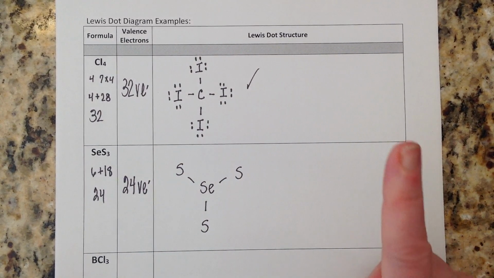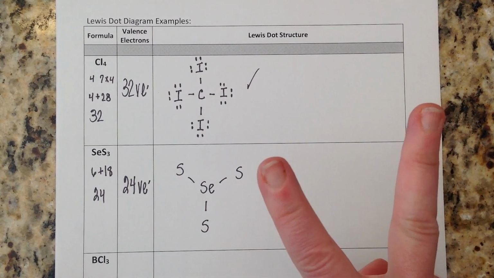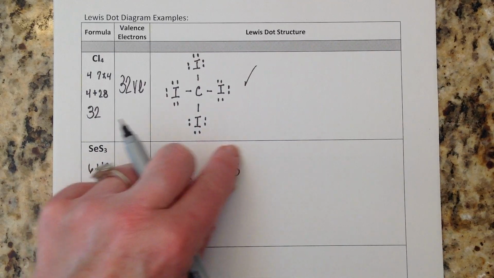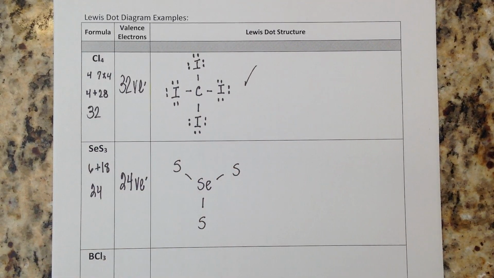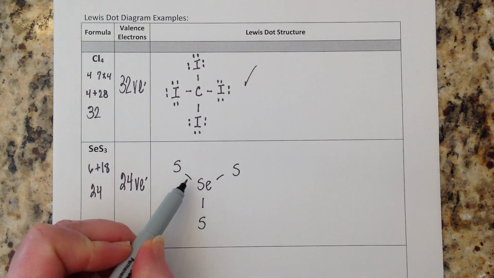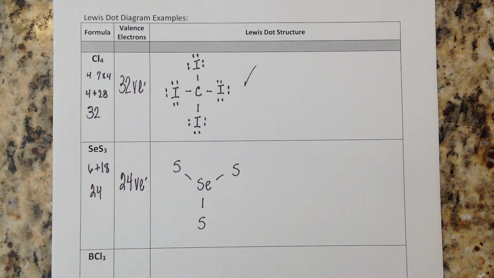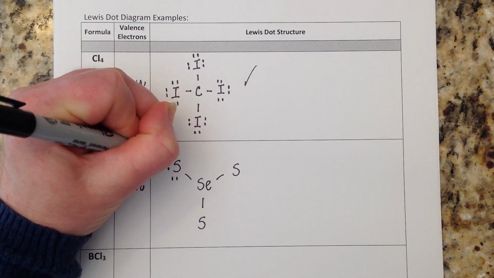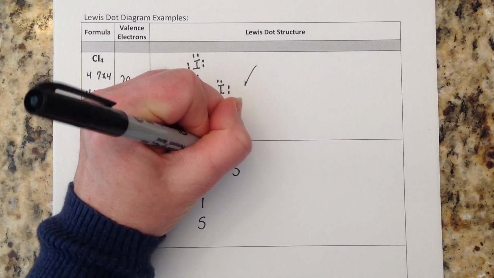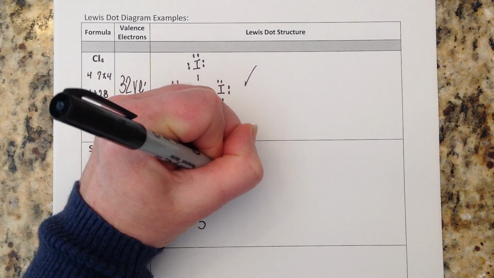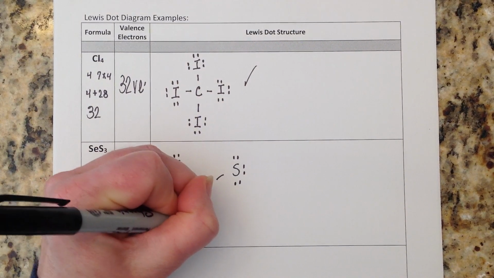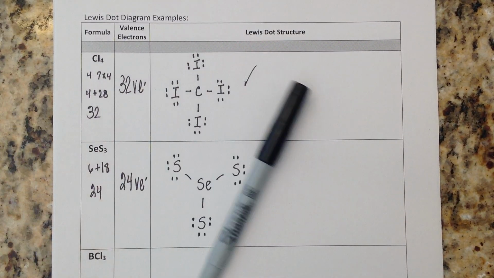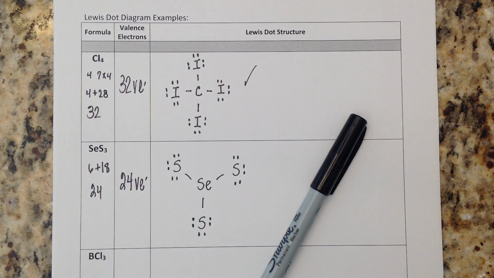So we have counted our valence electrons, we've drawn the stick figure, now we're going to feed those babies. We're going to give these outer atoms 6 additional electrons. Now I have already used 2, 4, 6 electrons, so we're going to pick up counting at 7. 7, 8, 9, 10, 11, 12, 13, 14, 15, 16, 17, 18, 19, 20, 21, 22, 23, 24, hands off. I've used all 24 electrons.